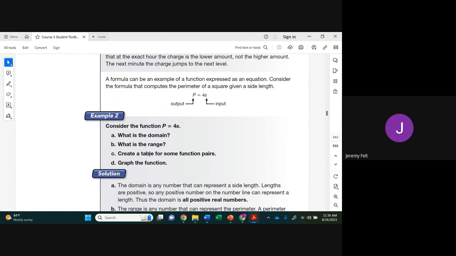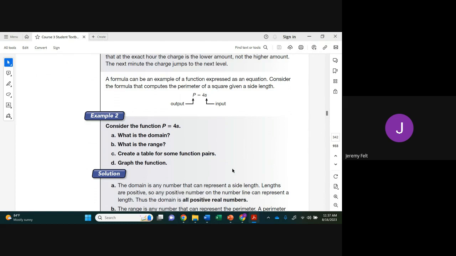So we can plug in 0 for S, 1, 2, 3, 4, 5. We can do -1, -2, -3. So S is our input, or our X value, what we would normally put it as. And then P is our Y, or our range. So we can put in all positive real numbers in this case. Okay, if it wasn't referring to a square and it was just y equals 4x, and we graph that, then yeah, we would have negative numbers as well. But if it's just the perimeter of a square, then it's all positive real numbers.